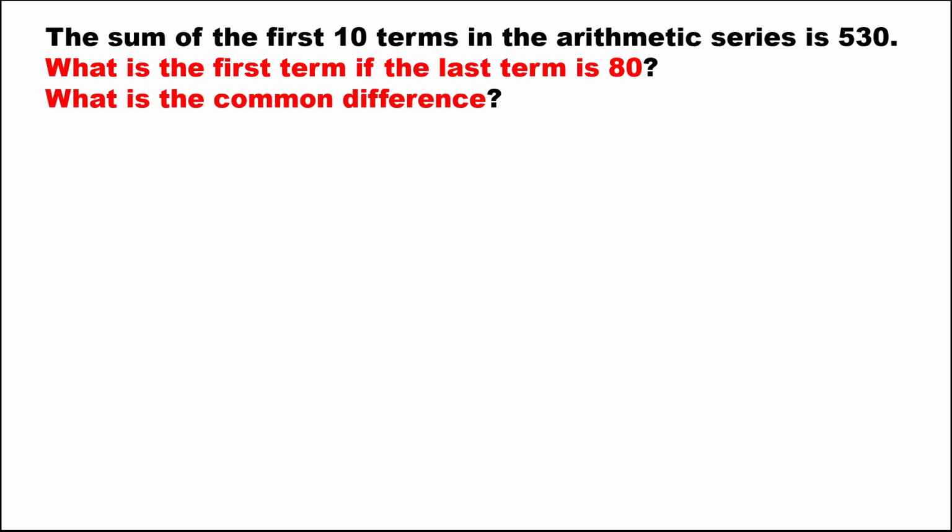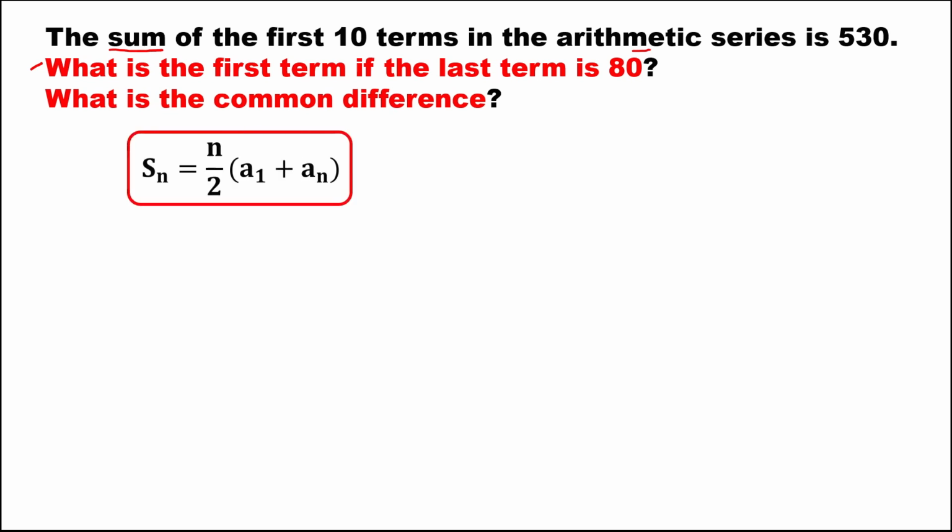So for this problem, the sum of the first 10 terms in the arithmetic series is 530. Then what is the first term if the last term is 80? So to solve for this problem, since given the sum of the arithmetic series, we're going to use this formula to find the first term.